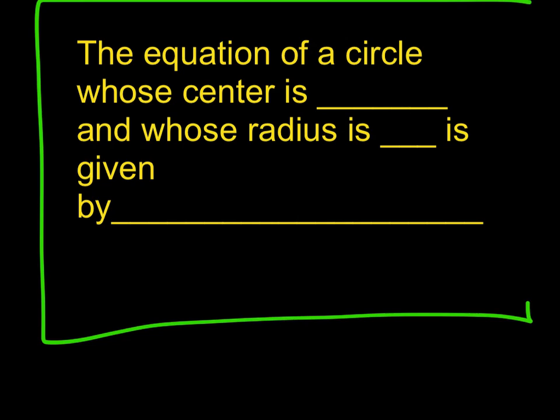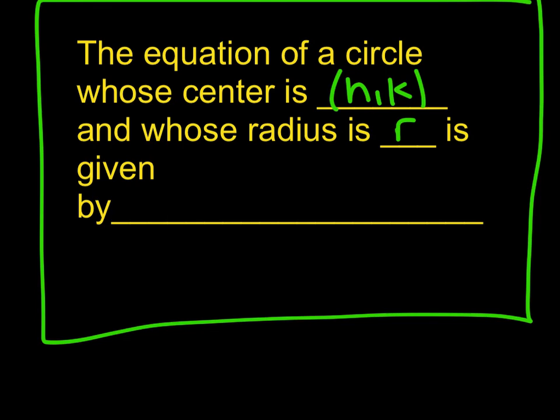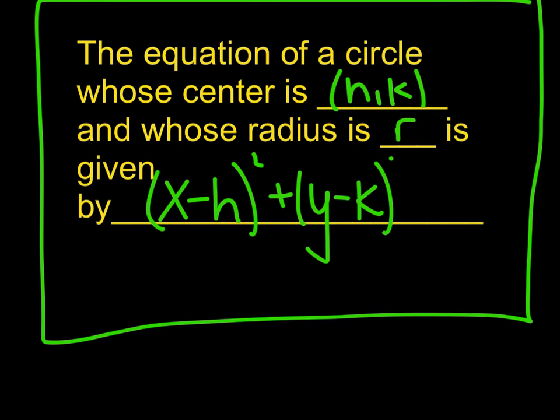Okay, the equation of a circle whose center is (h, k) and whose radius is r is given by, so this is a formula you should have memorized by now. You've probably spent a lot of time in geometry with it. (x - h)² + (y - k)² = r². And again, that (h, k) is your center. It's the opposite of the numbers in there, and r is your radius.